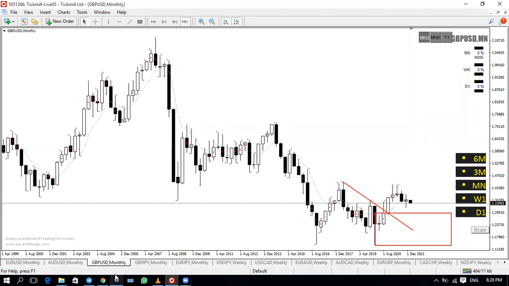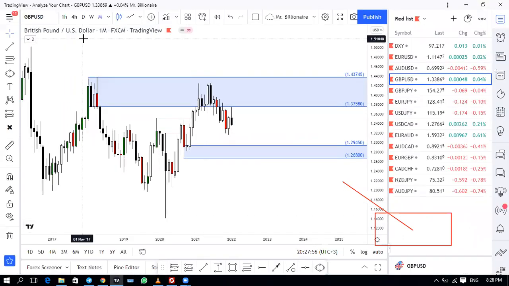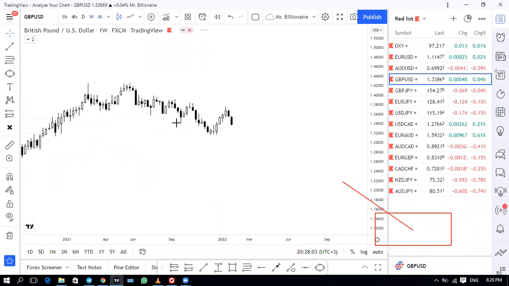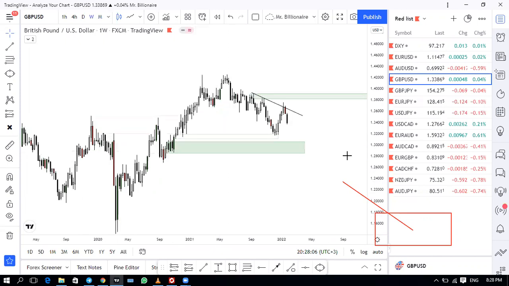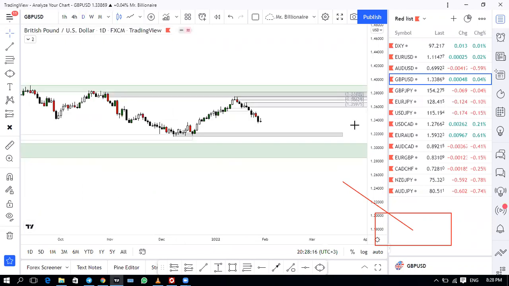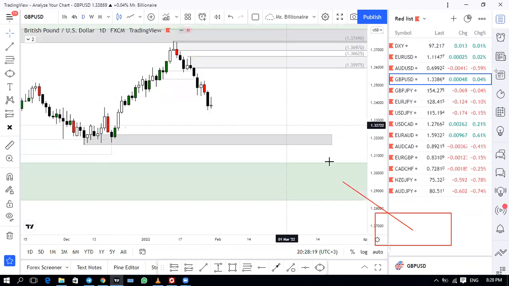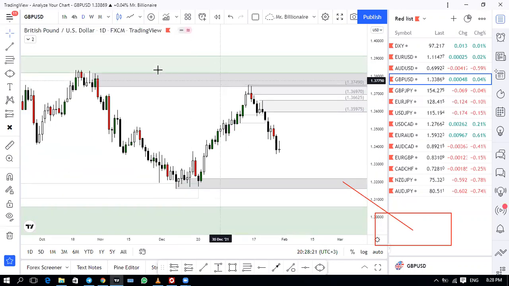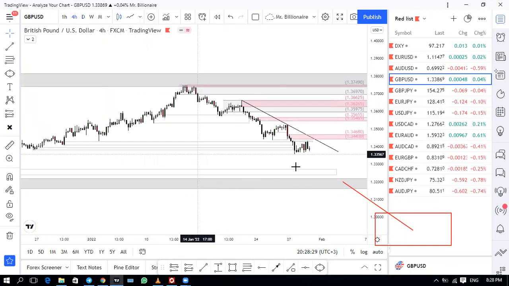So currently we can look for selling opportunities since the monthly time frame is in control. In the weekly time frame, we have a clear downtrend, and the weekly supply is in control. And when we drop to the daily time frame, daily supply is in control, which is within our weekly supply zone. So I'll be looking for selling opportunities.